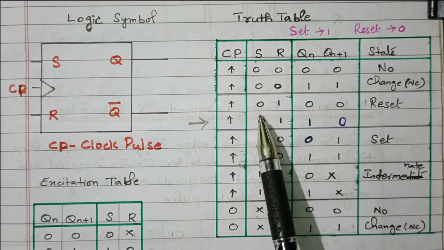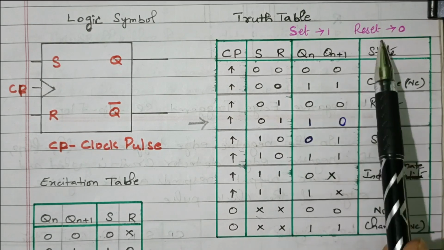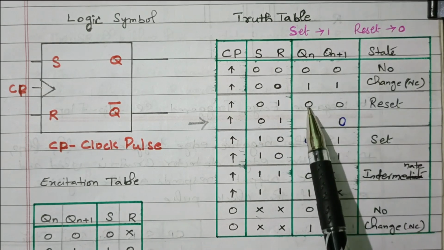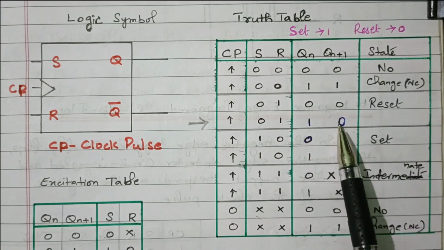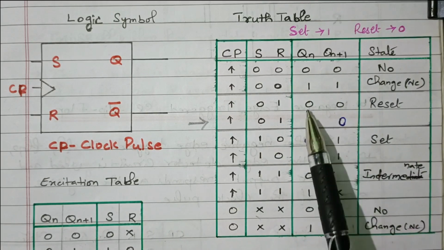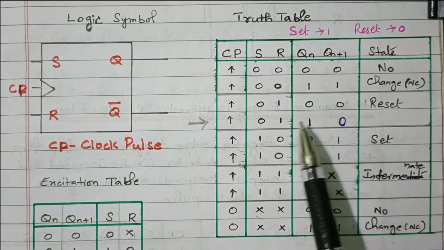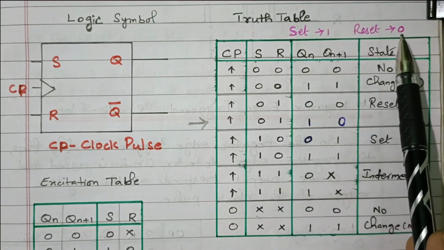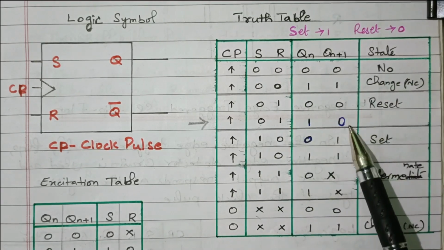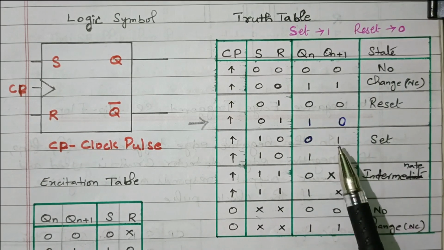Suppose 0 1: set is 0, reset is 1. We already know what reset is. Reset means 0. So whatever the present state may be, the next state will be reset, 0. 0 means 0, 1 means 0. It will reset the output, whatever the present state. If the reset input is 1, reset means 0, so it will make the next state 0. If it is already 0, the same state will be maintained; if it is 1, it will reset the output to 0.